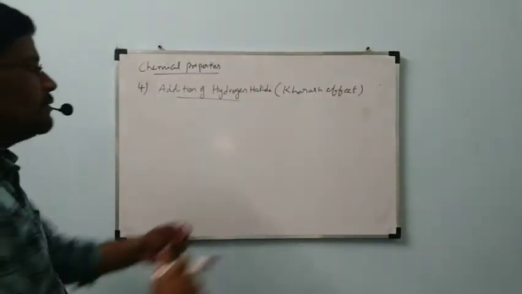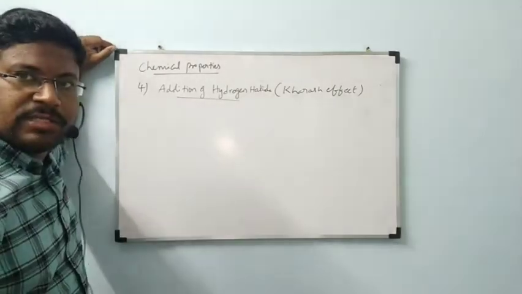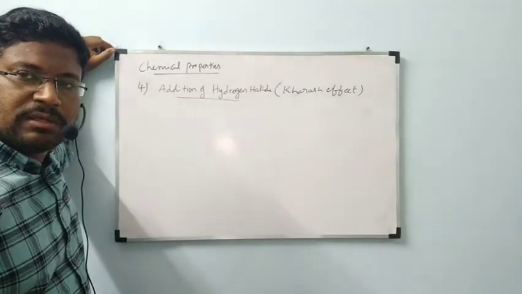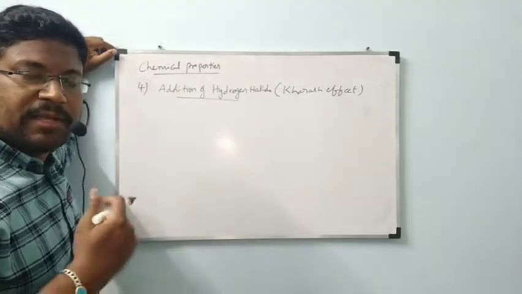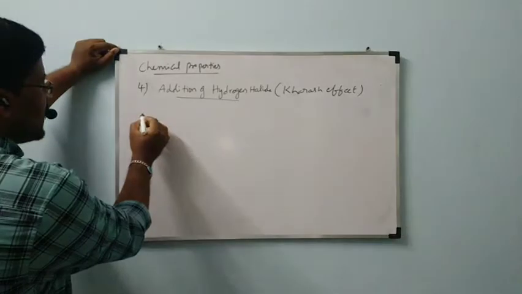Okay, see here, all of you. What about this one? Actually, hydrogen halide addition on this one also, which is called hydrohalogenation. But what is the difference between the previous one and this reaction? Let us see. I am going to take an unsymmetrical alkene.